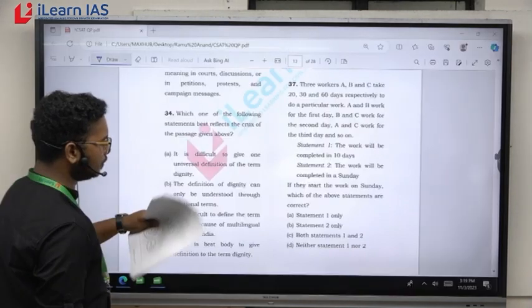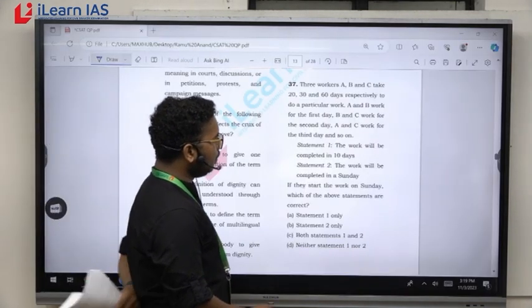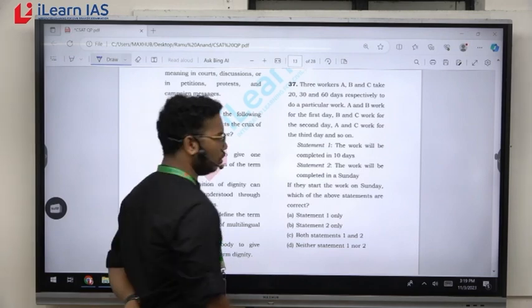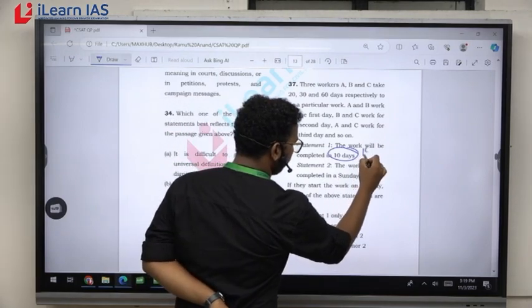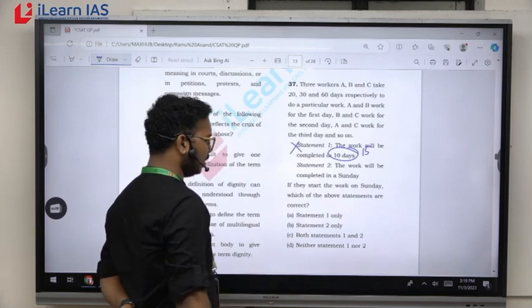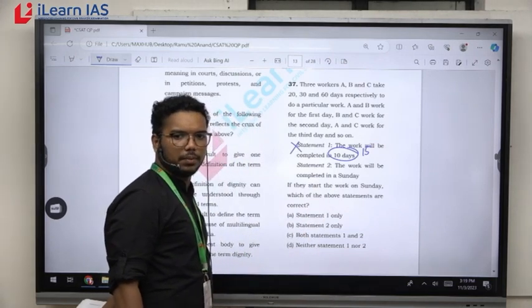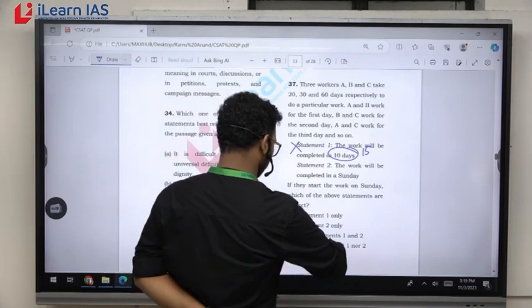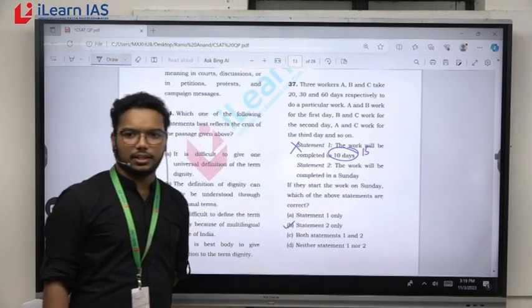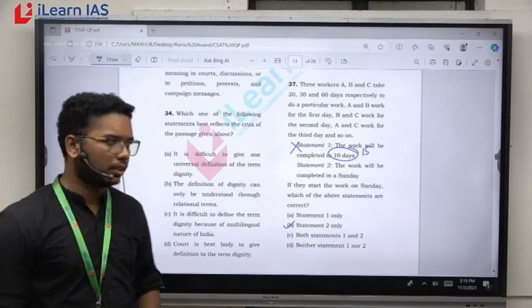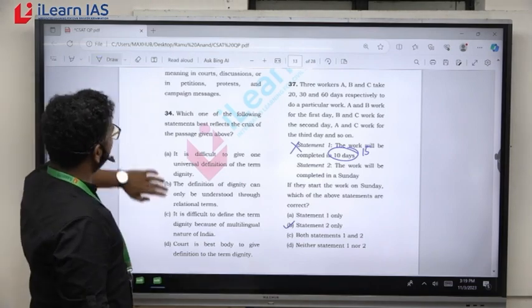So now let us go to the options. The work will be completed in 10 days. Is it 10 days? No, it will be 15 days. Statement 1 is incorrect. The work will be completed on a Sunday. Answer is B. Next question.